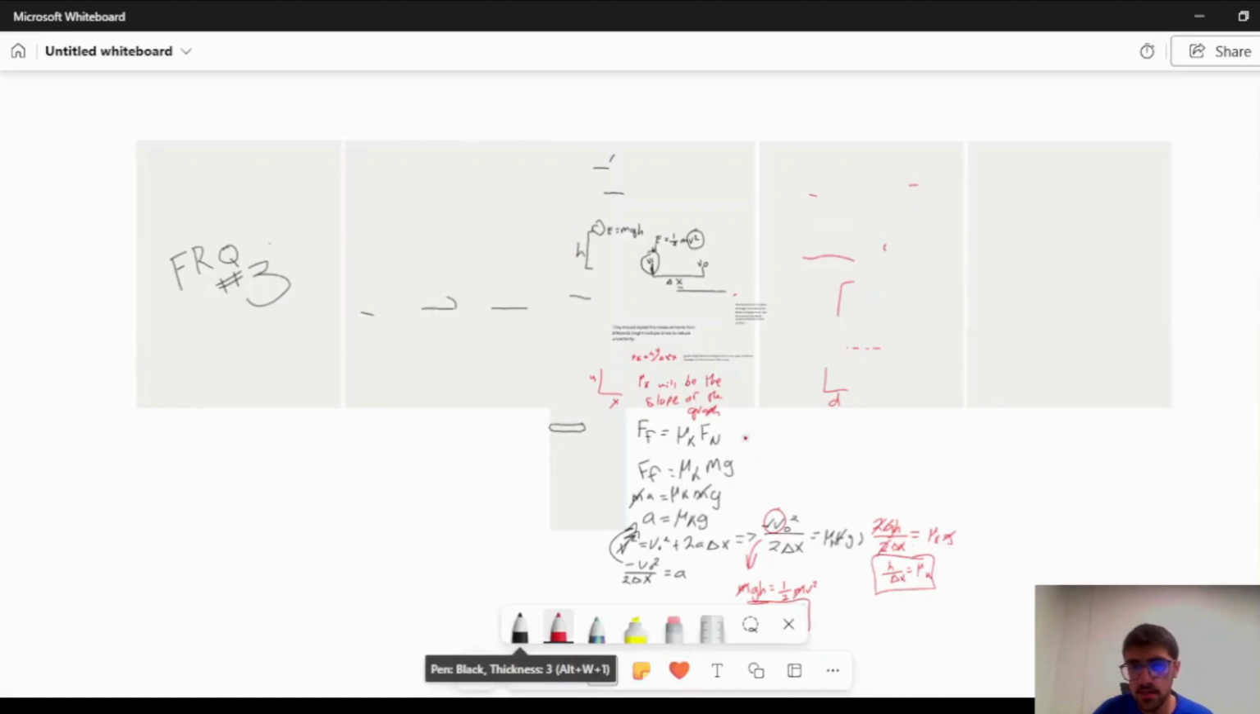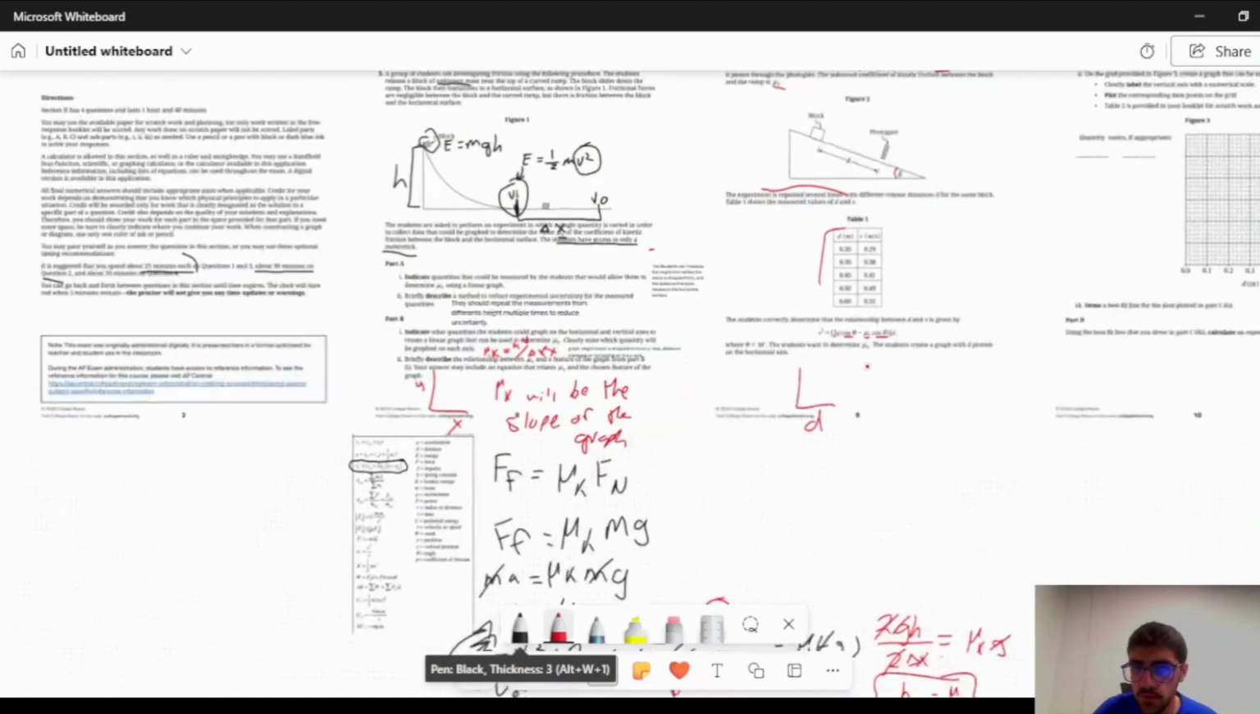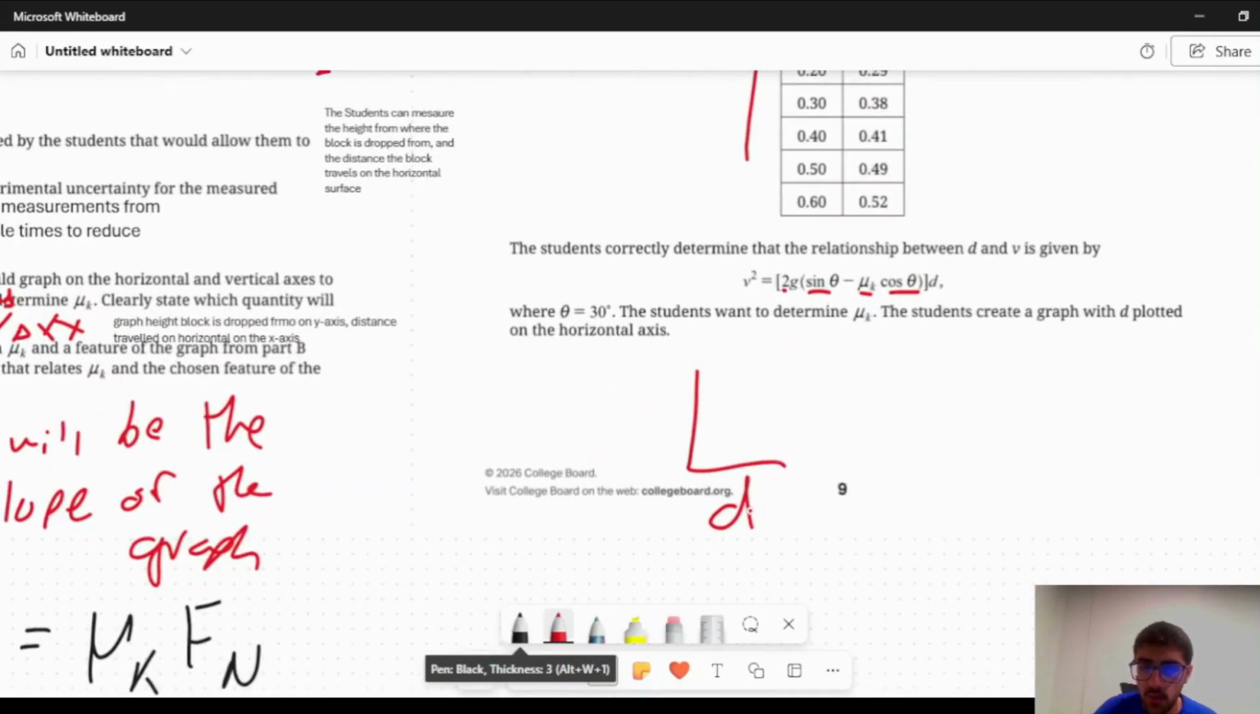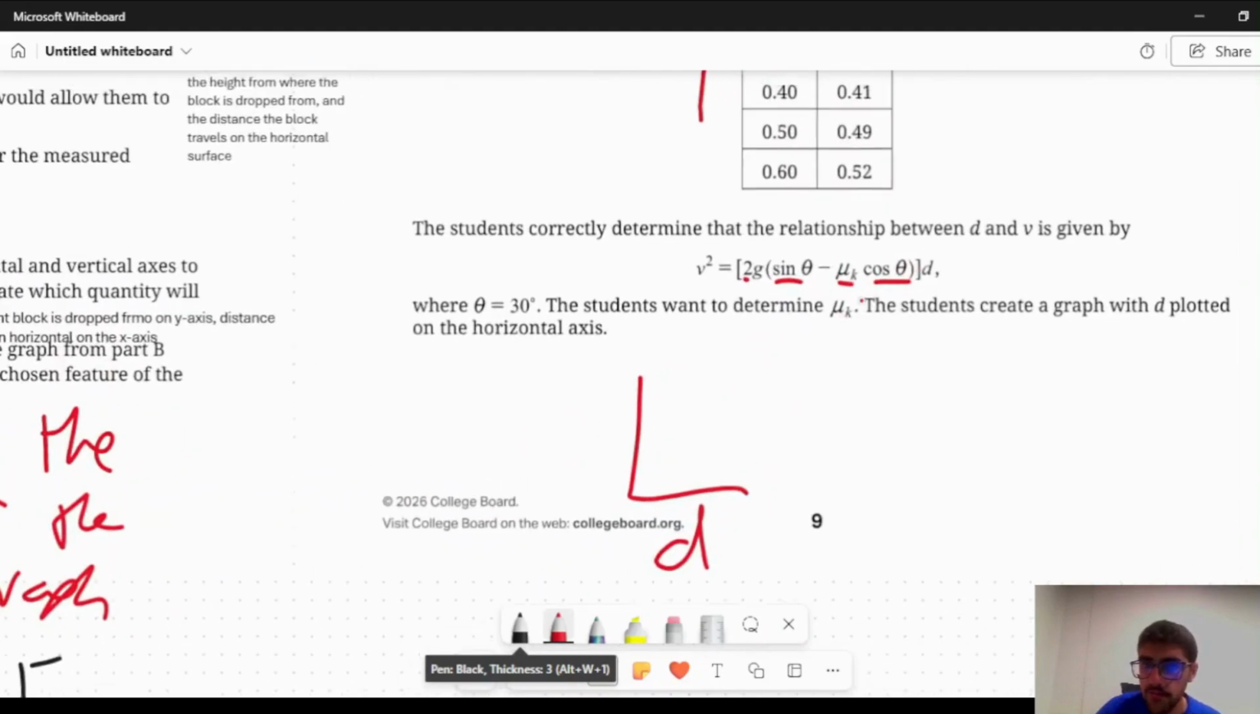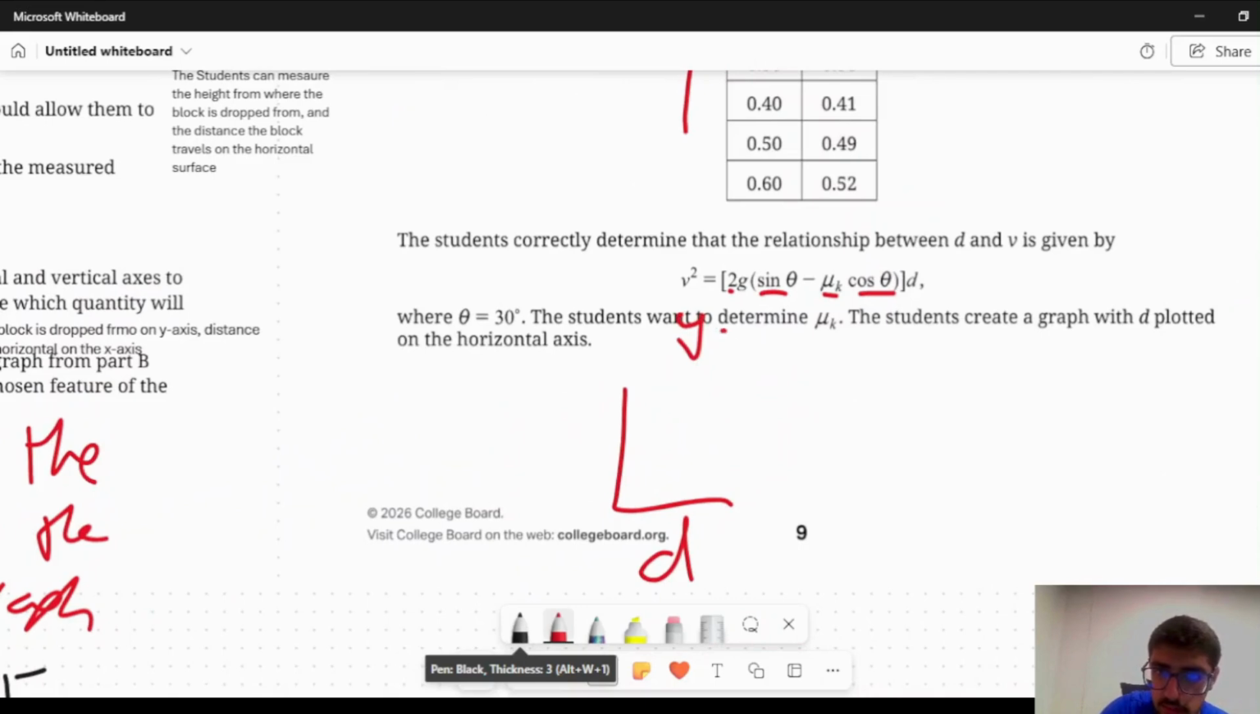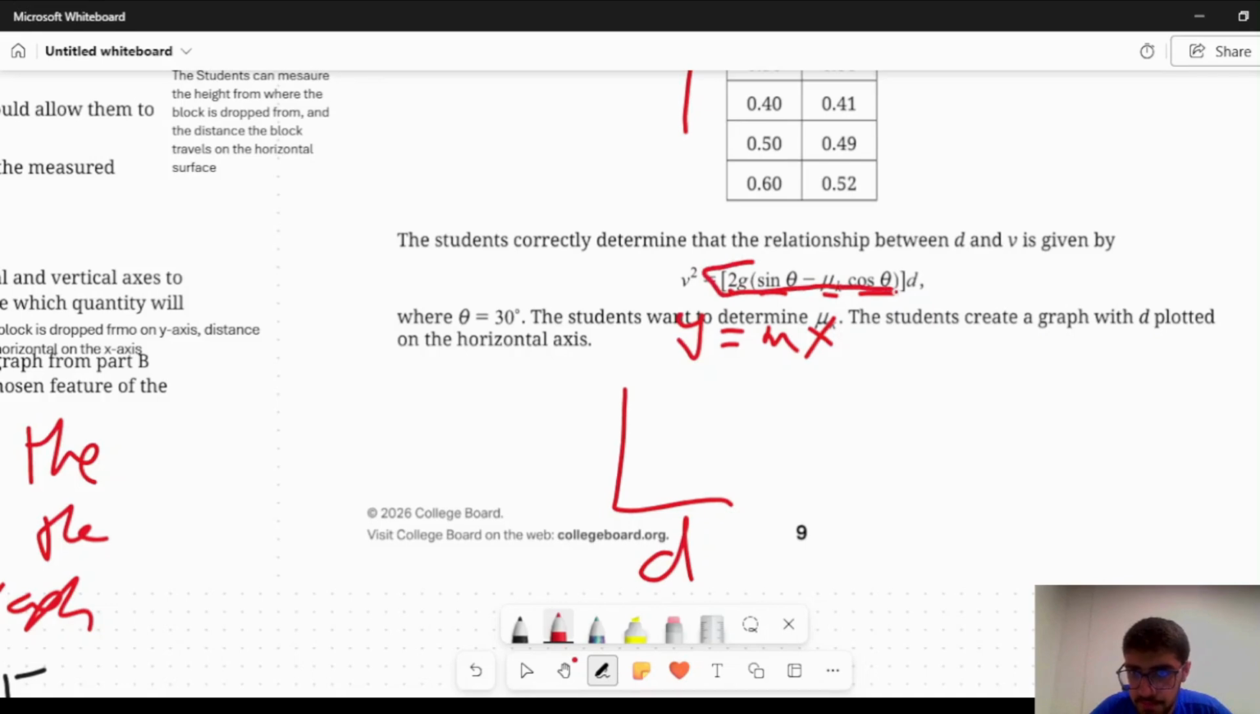Okay, so we have this equation, and they're telling us that d is on the horizontal. Just imagine that we have y equals mx plus b. There's no plus b, so let's erase that. The slope is going to be this thing. The x, as they already told us, is d. So then y is going to be v squared. So on the vertical axis, we want to graph v squared.